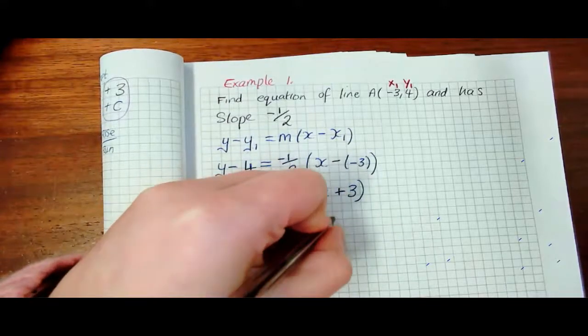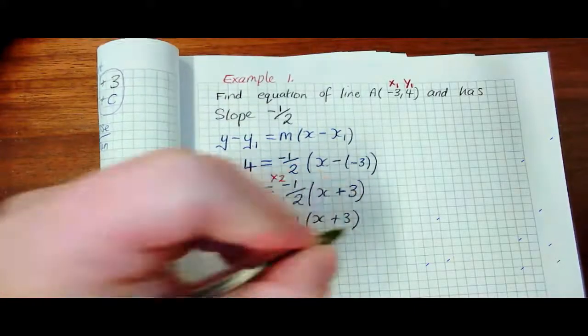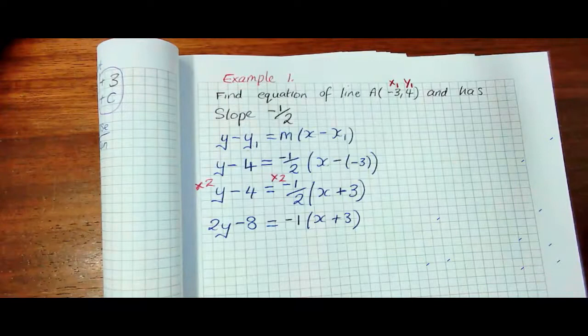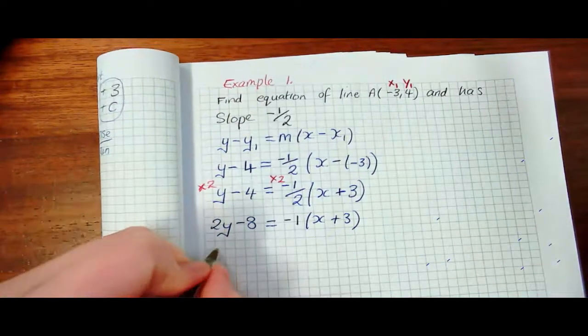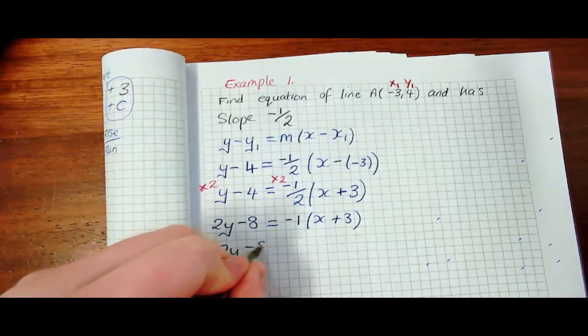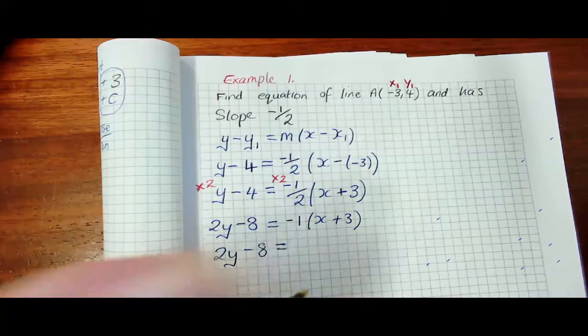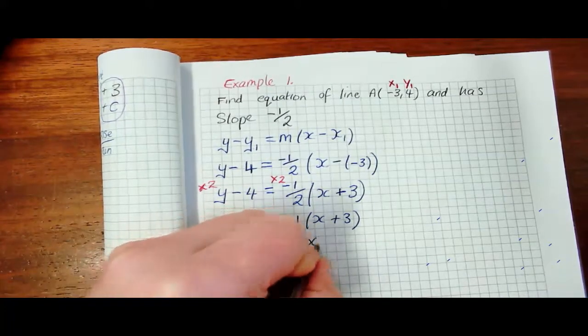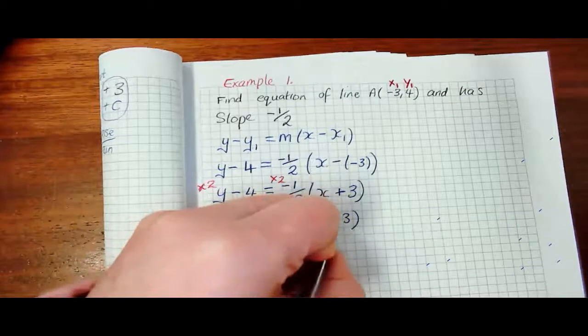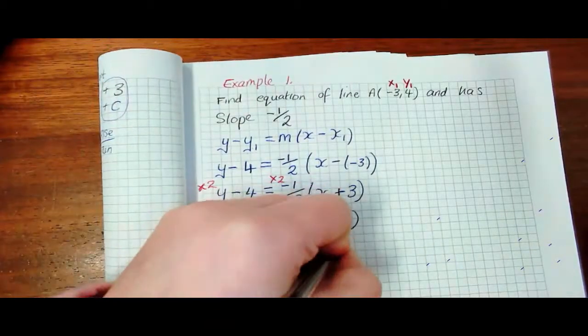So we're left with x plus 3. Okay, so if I get rid of these brackets, then I want to multiply that out. So 2y minus 8 is equal to -1 by x is -x. Minus by plus is a minus, and 3 ones is 3.